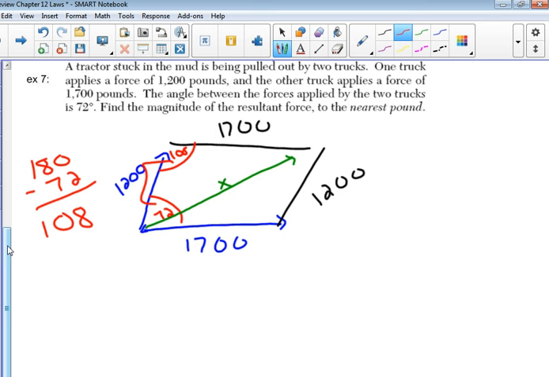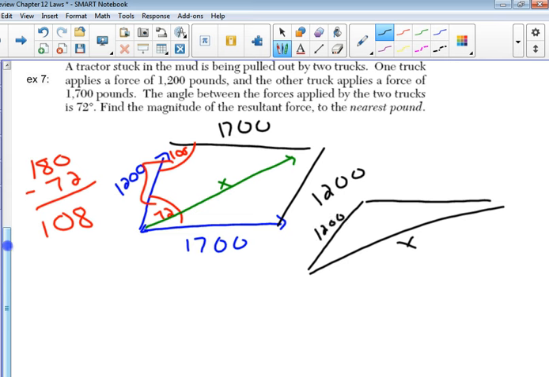Good. All right. So you're going to take out the part that you're dealing with. This is your x. This is your 1,200, 1,700. This is 108. Is this little piece 72? No. Okay. Because when you take it out, that's just this top part of the triangle. So we don't know what that is. It's not 72 though. We just don't know what it is. Right. Law of cosine?